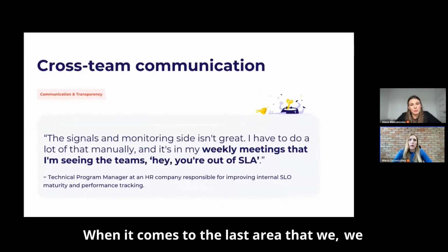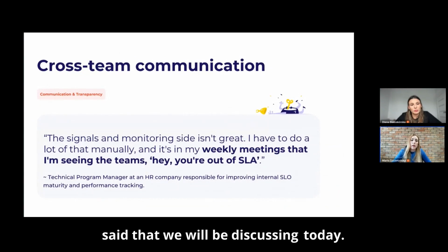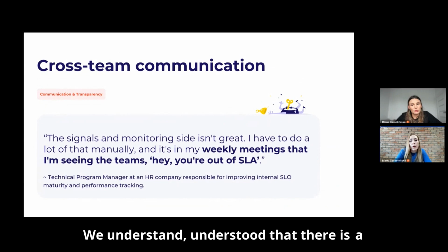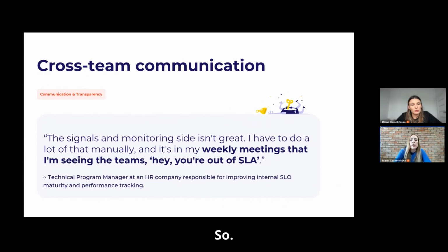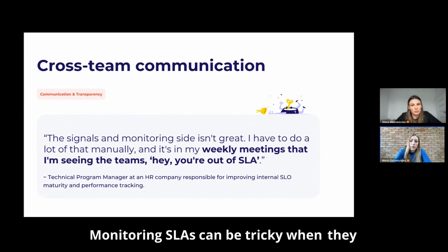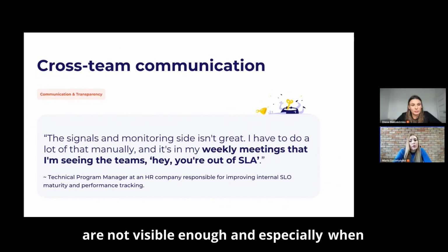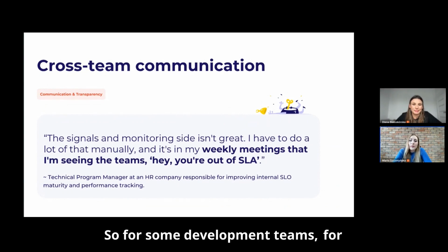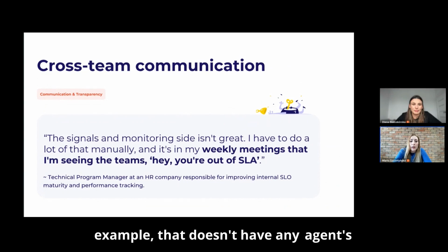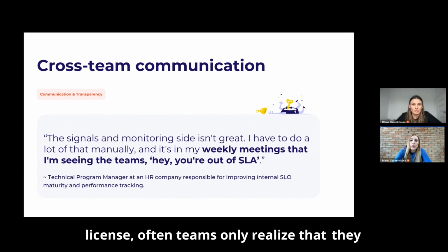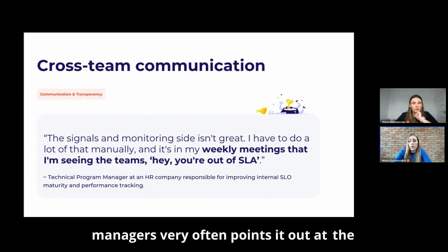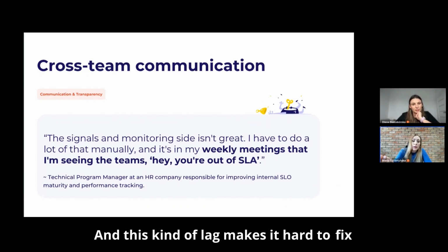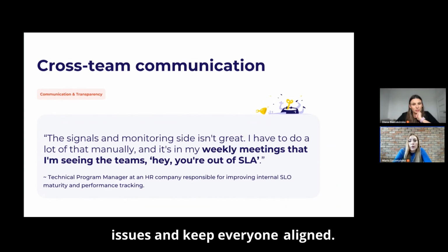When it comes to the last area that we said we would be discussing today, the communication and transparency, we understood that there is a challenge regarding cross-team communication, right? So monitoring SLAs can be tricky when they are not visible enough, and especially when they are not visible at all. So for some development teams, for example, that don't have any agent licenses, often teams only realize that they have missed an SLA during the weekly meetings, when someone points it out. Like here in this example, one of the program managers very often points it out at the meeting. And this kind of lag makes it hard to fix issues and keep everyone aligned.